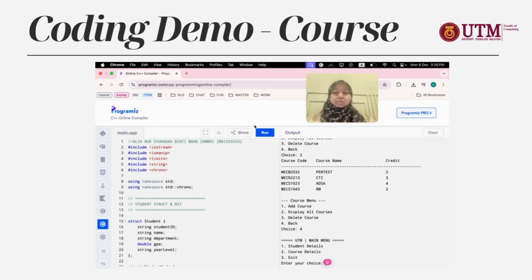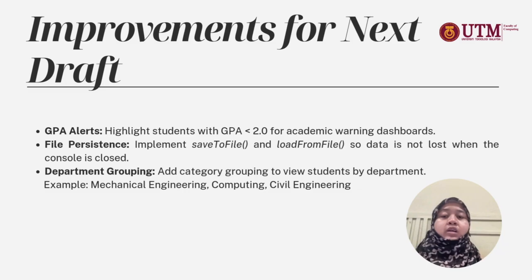That's all. Thank you. So for the next draft, for task 3 assignment 2, before the final submission, I will try to complete the coding inside Visual Studio Code and write in my own terminal instead of the online compiler. And besides that, the main important parts, maybe in the next draft, we can improve by the GPA alerts, where students with GPA below 2 can have warnings in the academic dashboard, because as we know, below that usually will be removed from the university and cannot take any semester.